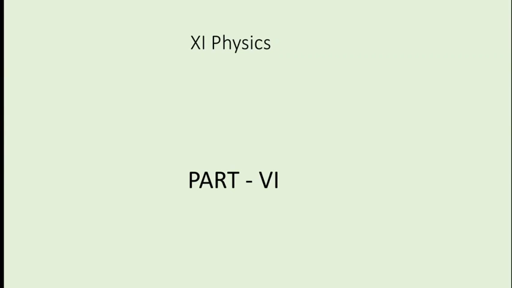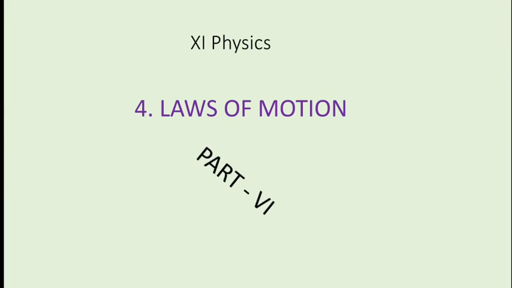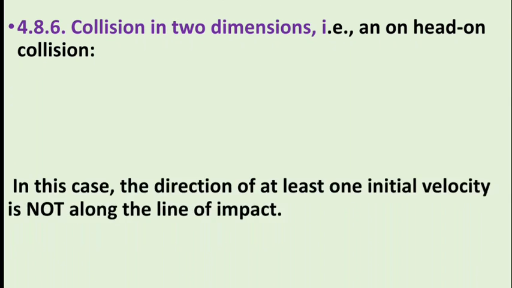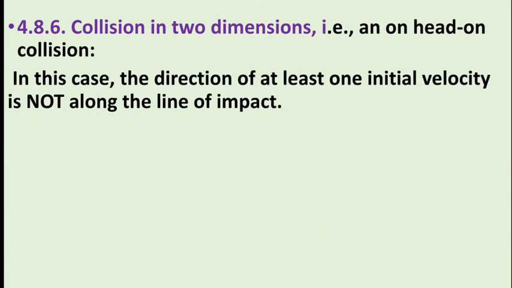In this session, we are going to talk about 11th Physics, chapter number 4, Laws of Motion, part 6. First point is collision in two dimensions, that is an oblique collision, not head-on. In this case, the direction of at least one initial velocity is not along the line of impact.